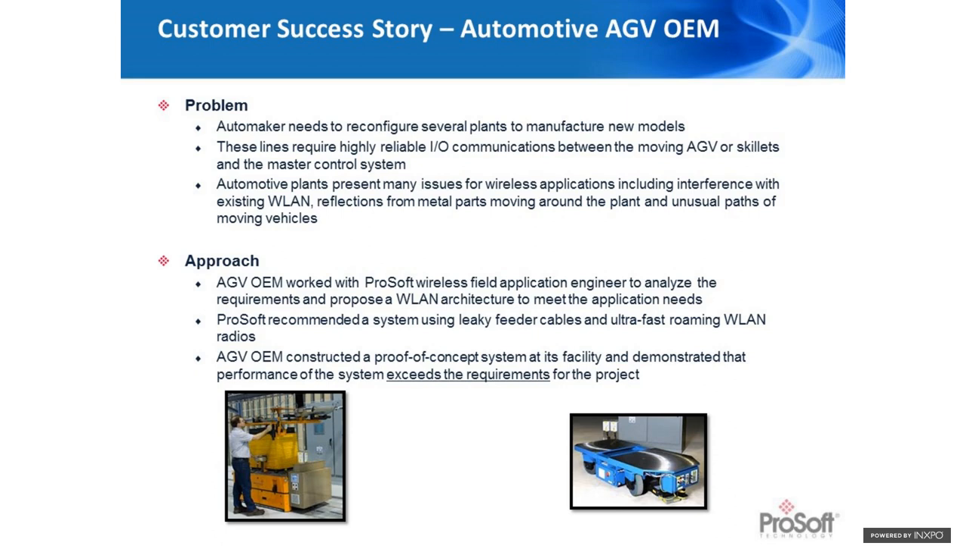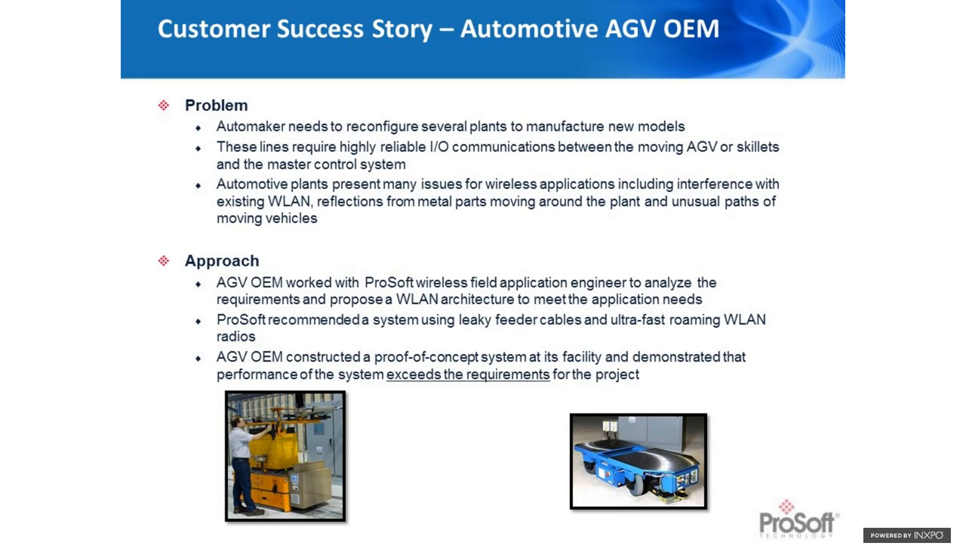They have all of these dynamics that I talked about, challenges in putting the RF system in place in an automotive plant with all the unusual paths and everything else. So they really needed a system that was going to work. This automaker went to several AGV OEMs looking for solutions, and the wireless LAN architecture was really a critical component for the automaker and the AGV to solve.